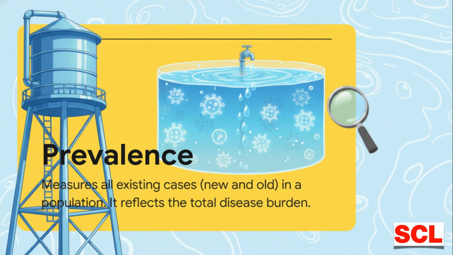And here's the crucial difference. Prevalence counts everybody who has the disease at that moment, the brand new cases, and all the people who've been living with it for a while. So it's not measuring your risk of getting sick, it's measuring the overall weight, the burden on the healthcare system and the community as a whole.